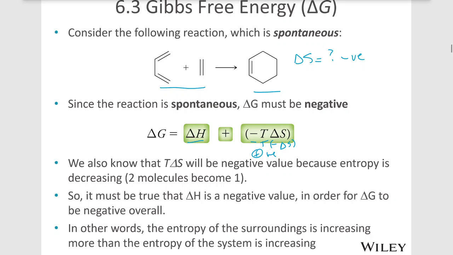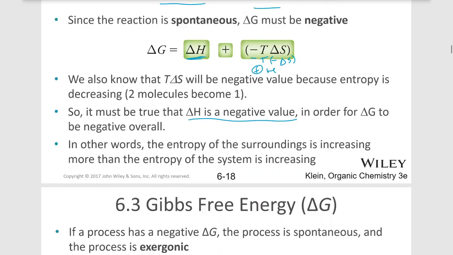Okay, so if delta H is a larger negative than the T delta S term, then delta G will be negative overall. In other words, the entropy of the surroundings is increasing more than the entropy of the system, and therefore the delta G will be negative, because remember that delta H term is really talking about the entropy of the surroundings. We've put it in terms of entropy of the system.